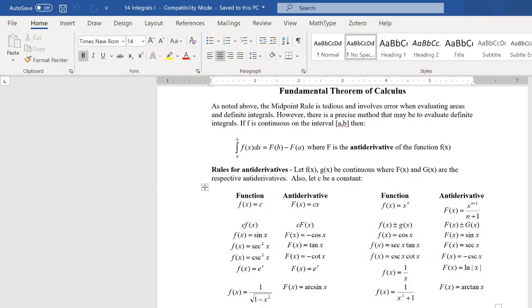All right. So if you did that, you would get 0. And the reason for that is you get 2 up here, but area above the axis is considered positive, and below the axis is considered negative.